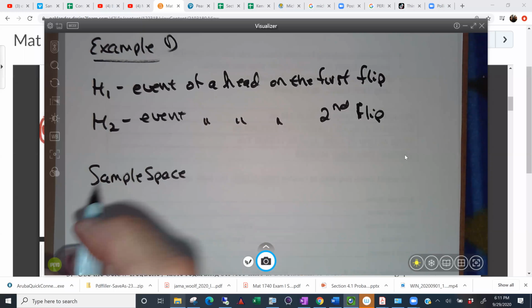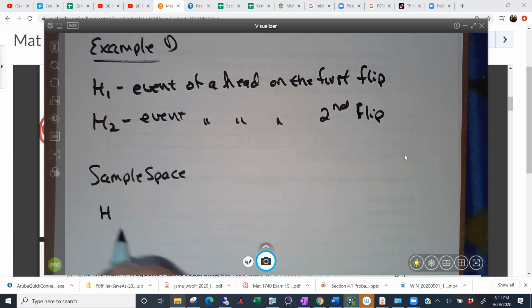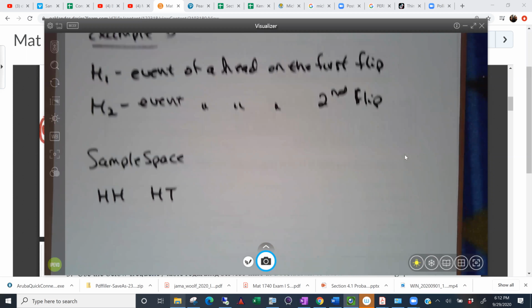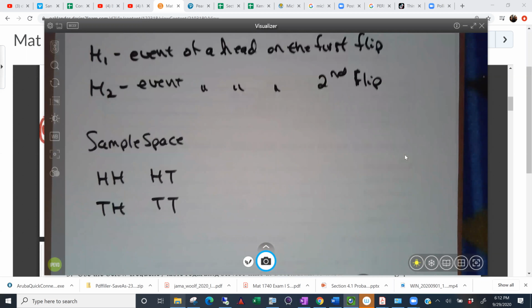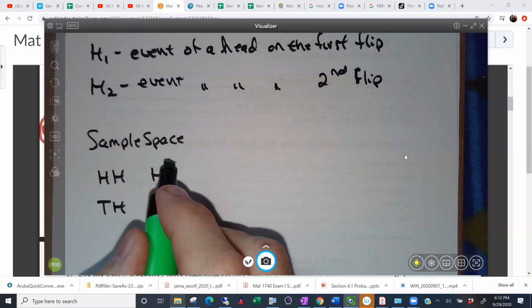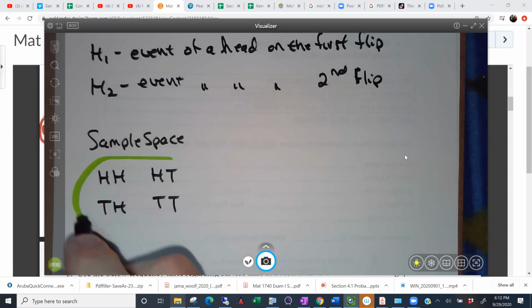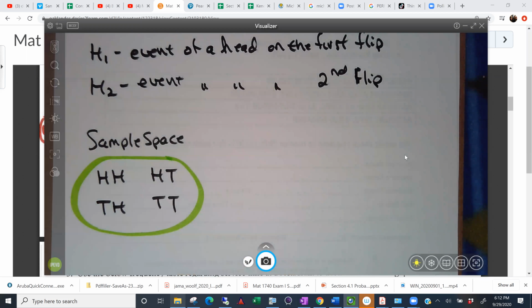Now, on the first flip, I could flip a head, and then on the second flip, I could flip a head. Or I could start out with a head and then do a tail. Or I could start out with a tail and get a head, or start out with a tail and get another tail. But those are the 4 points that go into my sample space. So that's it. That whole thing is my sample space.